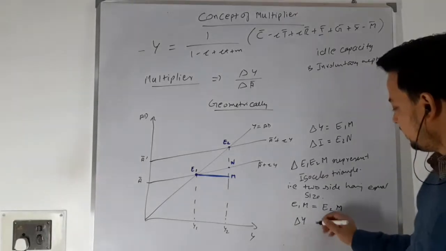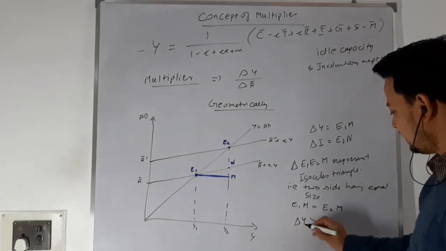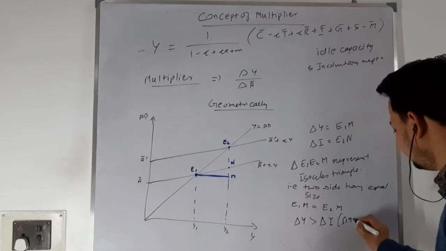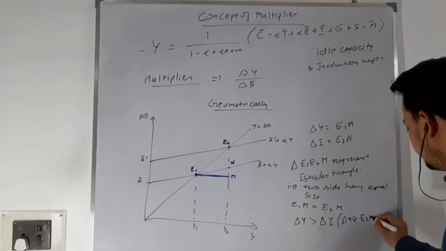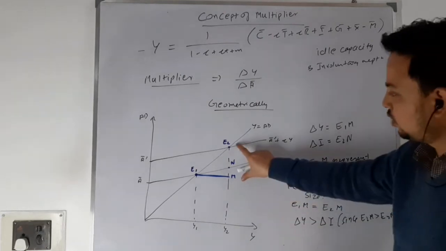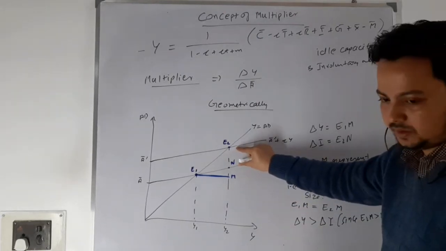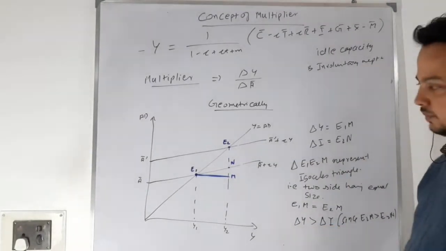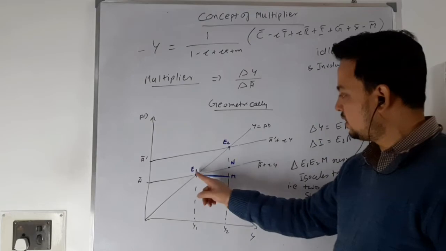Okay. So change in investment is less than change in income, since E2M is greater than E2N. Okay. So change in income must be greater than change in investment. Change in income is how much?